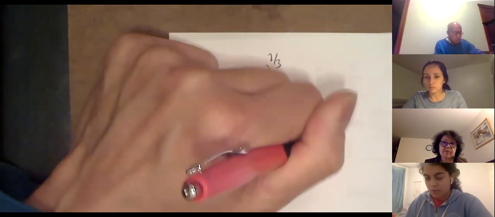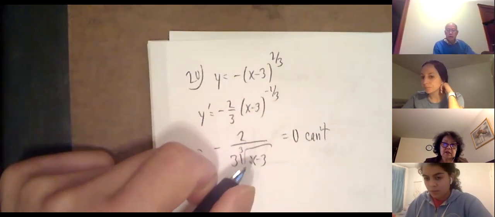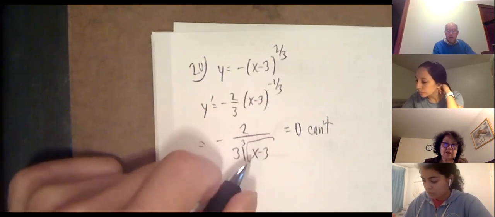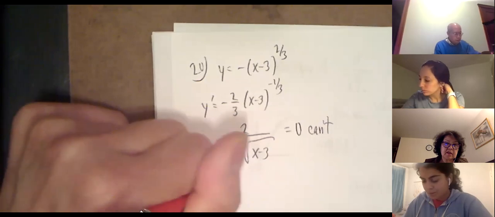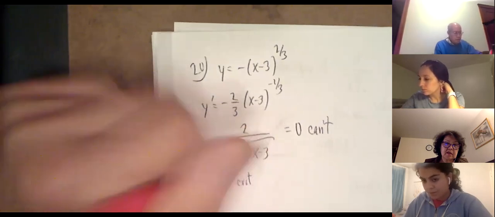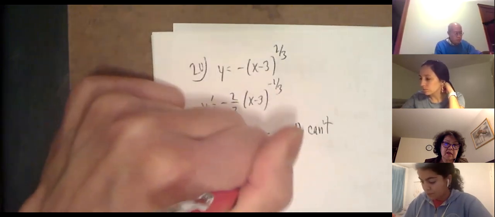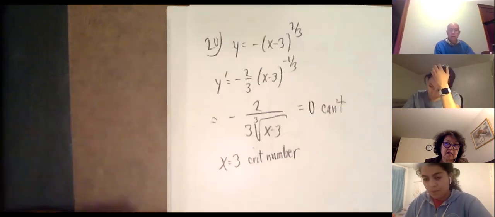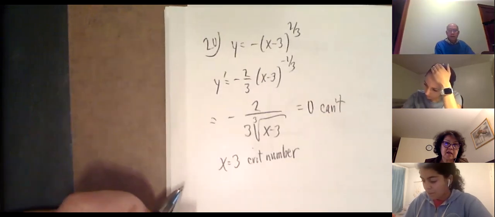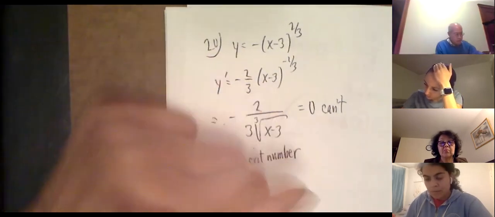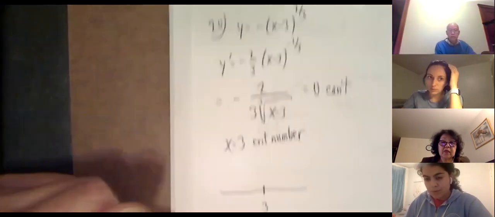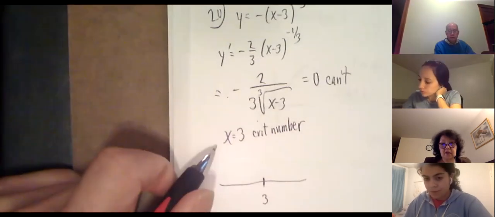Again, I cannot set it equal to 0. That can't happen. But I have an undefined value, which would be x equals 3. So x equals 3 is a critical number. The rest is similar to the previous one, except that there's a negative there. So the sign chart will be swapped, with critical number 3.